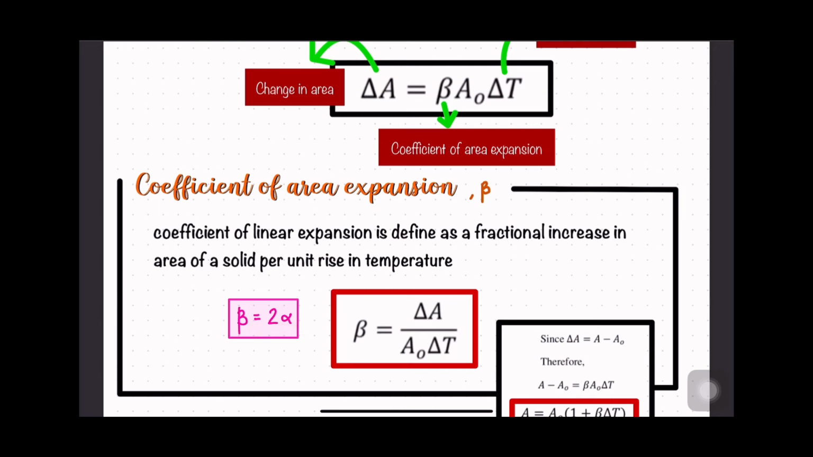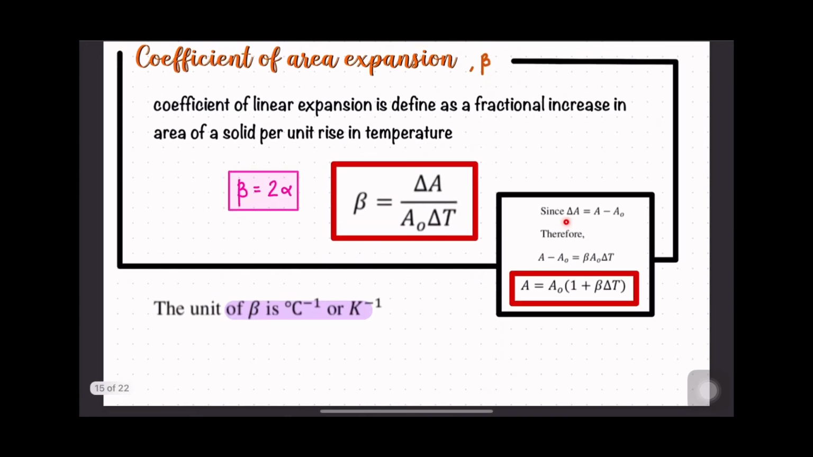Sometimes question bagi kita linear expansion tapi dia suruh kita kira untuk change in area. So you kena tahu macam mana relation antara beta dan alpha. Okay. So since kita ada change in area is equal to area minus A0, so therefore we can rewrite kalau nak cari new area is equal to area naught times with 1 plus beta delta T. Okay, so beta punya nilai unit dia sama dengan alpha iaitu per Celsius or per Kelvin.